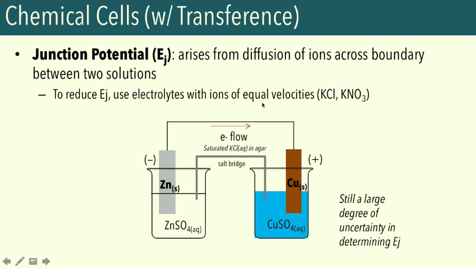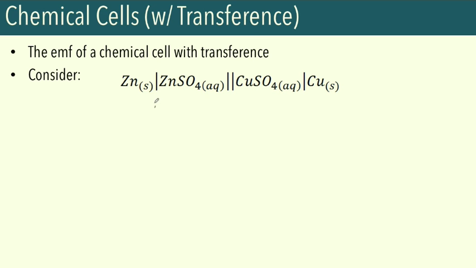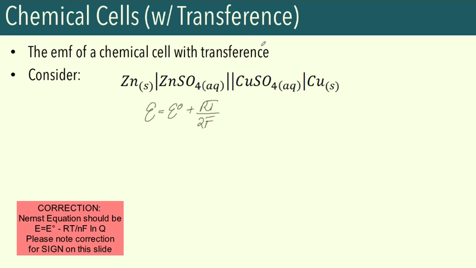In addition, we'll also note some important differences with a chemical cell with transference in terms of activity coefficients for our electrolytes. So let's consider our Daniell cell again. If we write out the Nernst equation, the cell potential is equal to the standard cell potential plus RT over 2F, 2 moles of electrons per mole of reaction, times ln of the activity of our zinc ions over the activity of our copper ions.